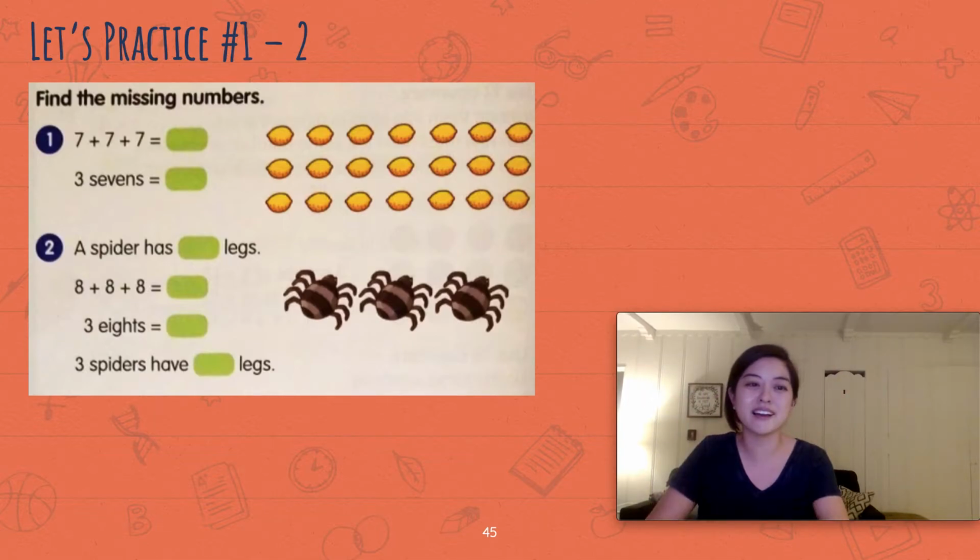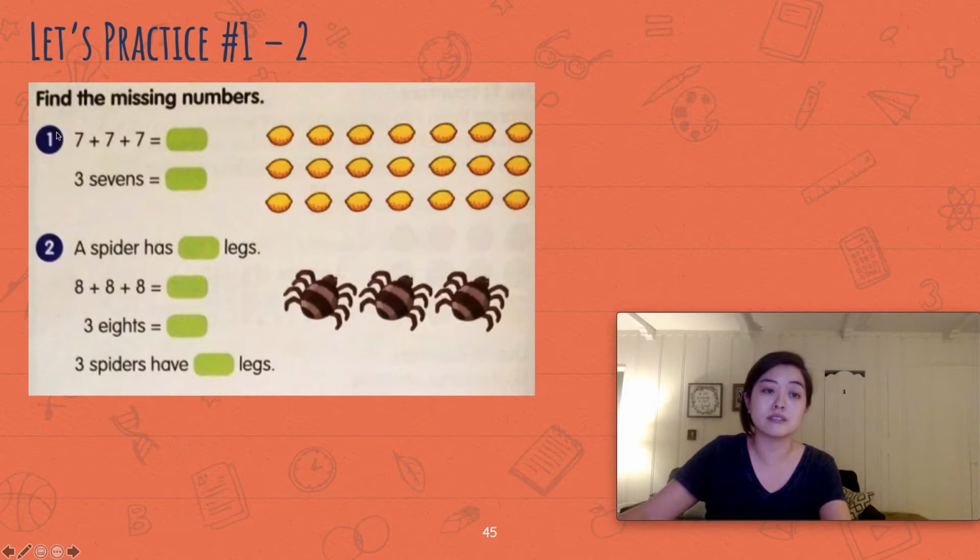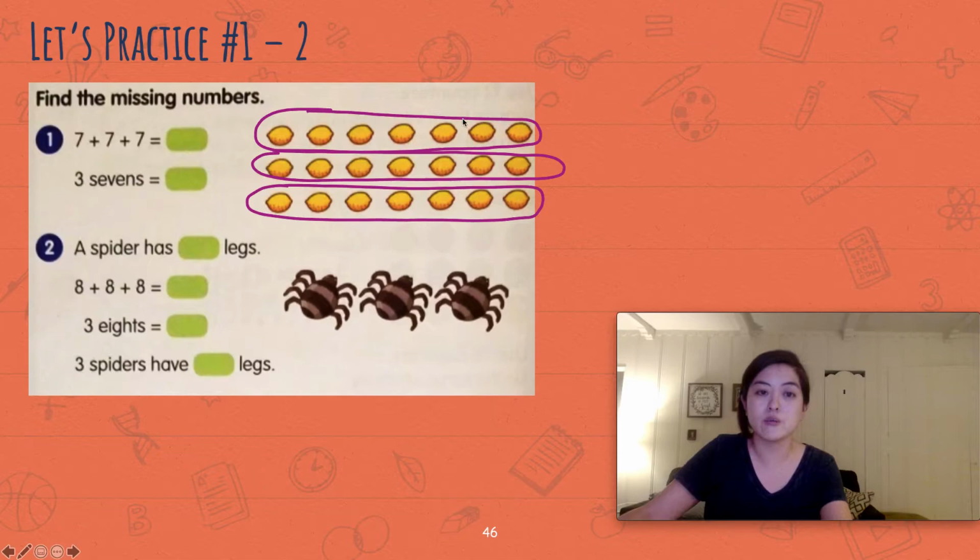Okay, hey, you're back. So let's look here. We want to find the missing numbers here. They group these lemons by sevens, okay? So I'm going to see how many groups there are, where there's 7 in each. There's 1, 2, 3 groups of 7, okay?